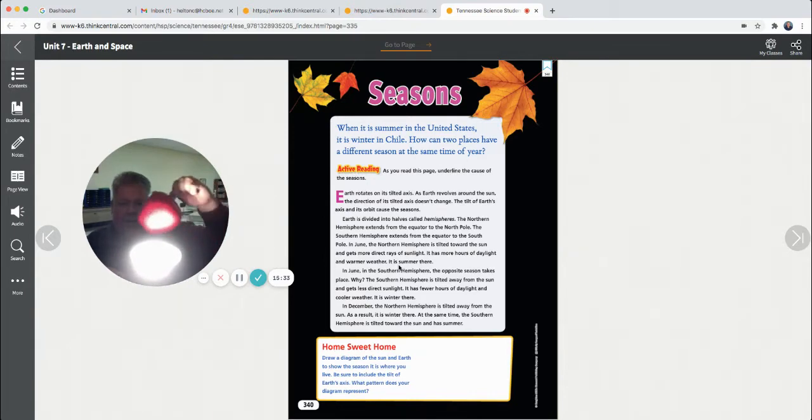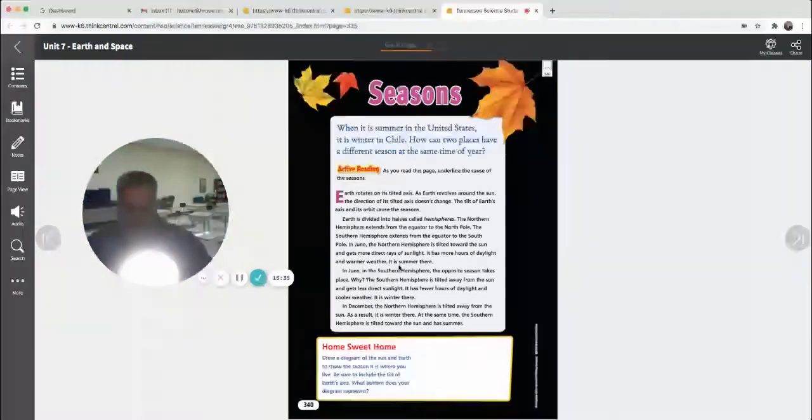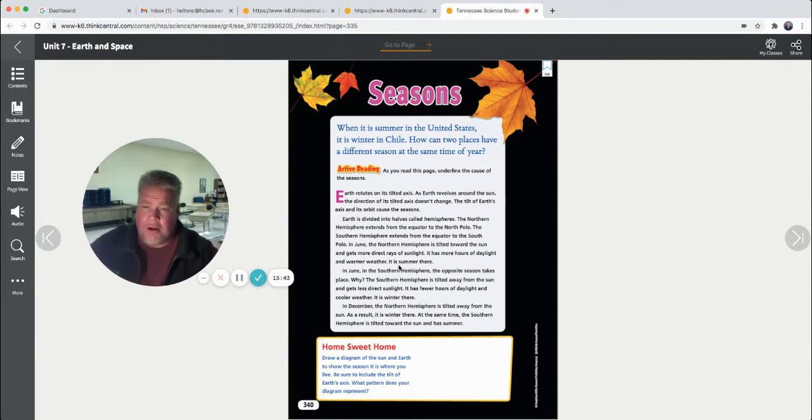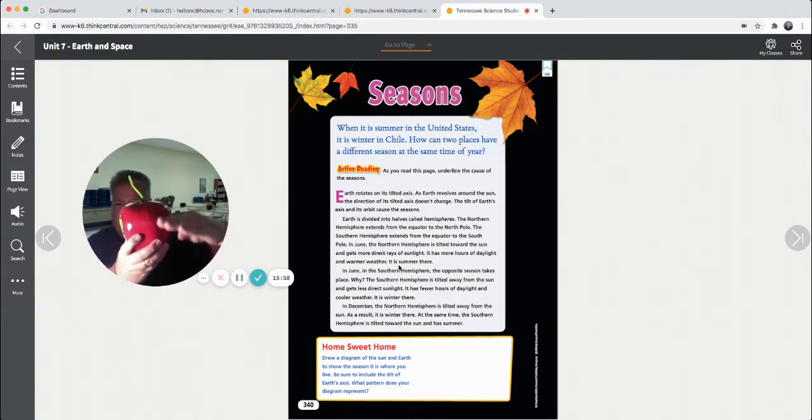So because the earth is tilted, it's either tilted towards the sun sometimes, or it's tilted away from the sun at other times. And that is what causes the seasons. The earth being tilted toward the sun or away from the sun as it revolves around the sun. And so the top half of the earth is called the northern hemisphere. The bottom half of the earth is called the southern hemisphere.